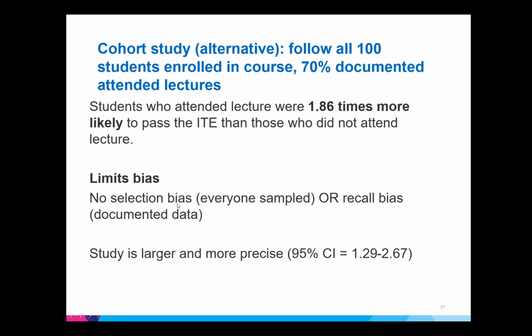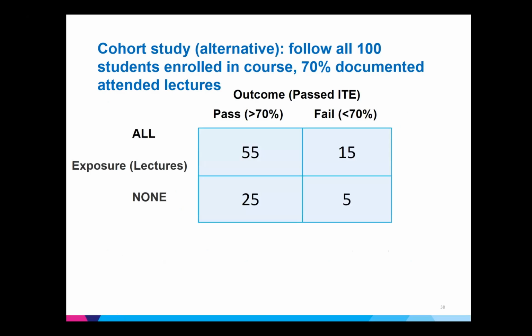There was no selection bias because everyone was sampled, and there's no recall bias because everything was documented. And your confidence interval, you see, is smaller because the sample is larger, and then it's more precise for the measurement or the effect that you're trying to find.